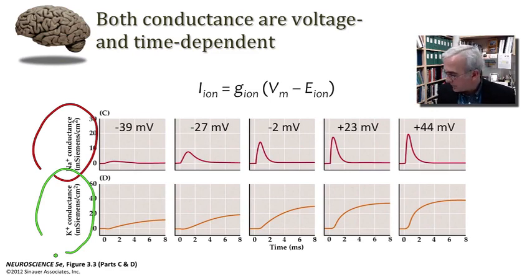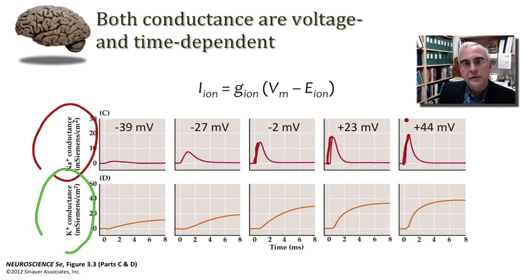So let's look at these one at a time. When we look at the conductance change for sodium with depolarization, what we see is a very sharp and steep rise in sodium conductance that happens with increasing depolarization. So it should be obvious then that the sodium conductance is voltage dependent. But look what's going on here.